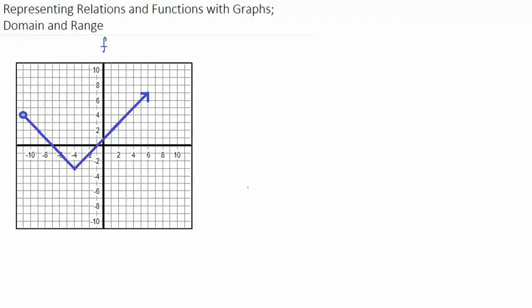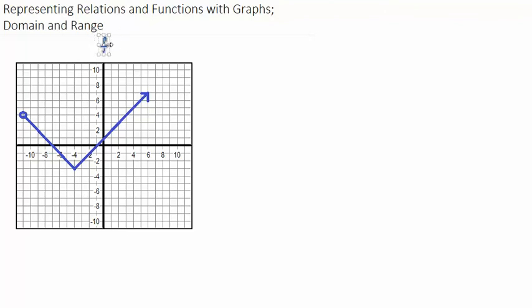Now we take a look at how to represent relations and functions with graphs, and also how to find the domain and range of them. So let's start by looking at a graph and analyzing it. Okay, so here I have a graph and I've named this relation f.